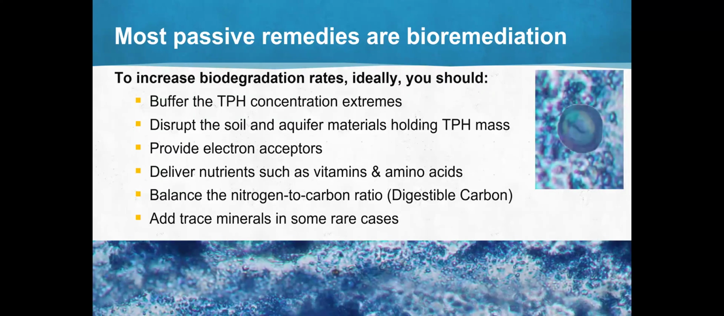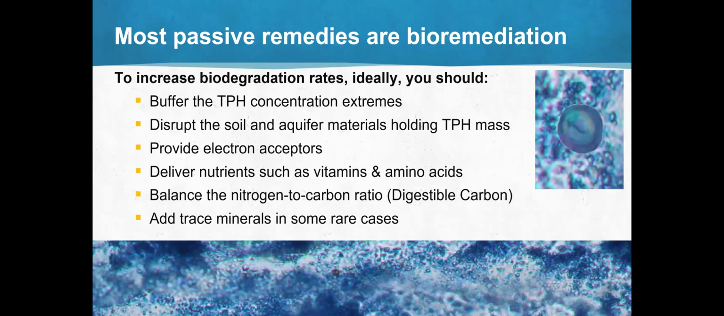So most passive remedies, and that would include natural source zone depletion, are bioremediation. So if you're going to be successful, at least get natural source zone depletion in a period of time which most people think would be significant to control your risk pathways and useful to the environment, you've got to do it in a time frame that you can live with.